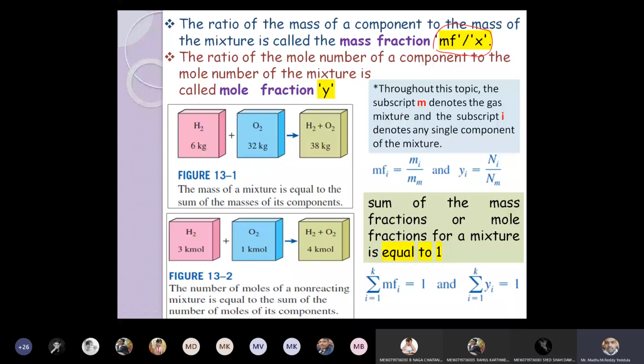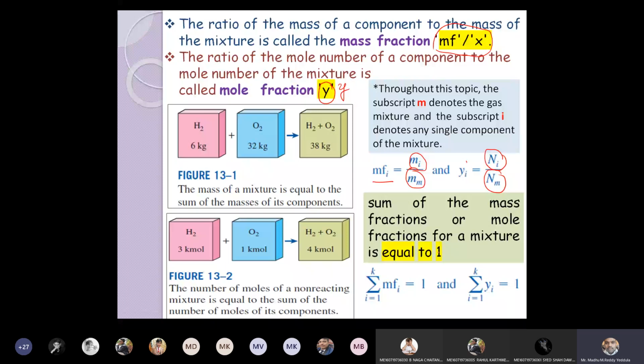Similarly, mole fraction is denoted with the symbol small y. Mass fraction is equal to the mass of an individual component to the total mass of the mixture, and similarly, mole fraction is equal to the moles of an individual component to the total number of moles of the mixture. Always the sum of the mass fractions of individual components is equal to 1. Similarly, the sum of the mole fractions of individual components is also equal to 1.